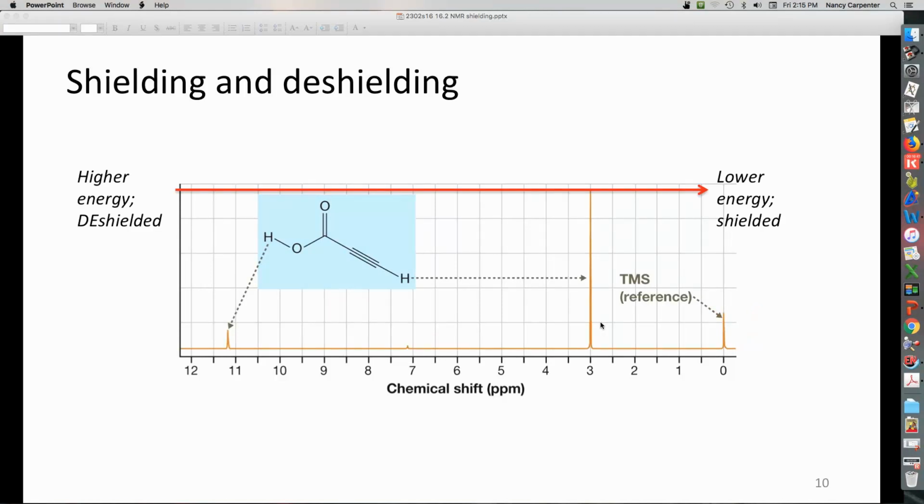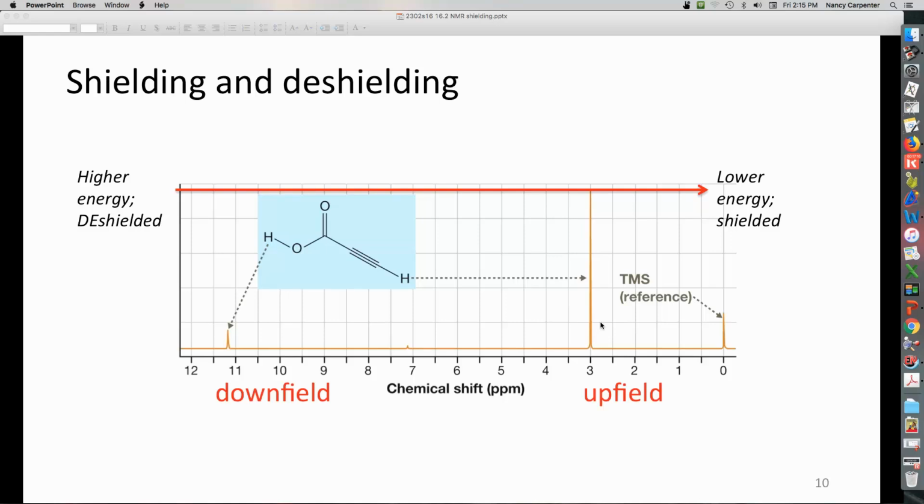Well, the one on the left is experiencing the huge brunt of the external magnetic field. It is very much deshielded. Therefore, there's a big energy gap, and this is a higher frequency transition on the left side of the spectrum. This signal that's right about at 3 parts per million, well, that's shielded. It's protected from the external magnetic field to a great degree, and therefore it's a smaller energy gap.